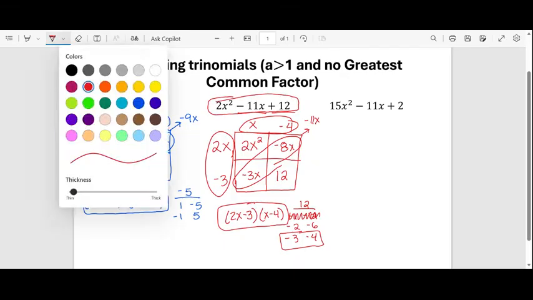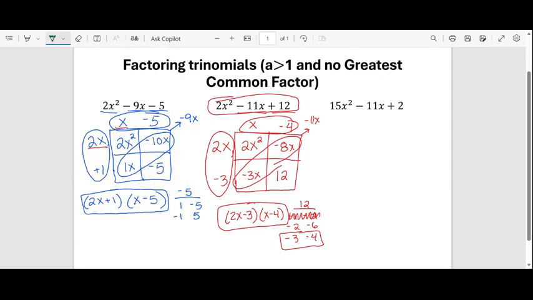All right, let's do our last one. This one's going to be a little bit different because we have a leading coefficient of 15x squared. The unique thing about this one is instead of our constant, which is our last number, being the number that has multiple factors, our leading coefficient has multiple factors in this case. So I'm going to write in my 15x squared, adds up to a negative 11x, and then multiplies to a positive 2. So I'm going to write out my factors of 15x squared and positive 2, okay?